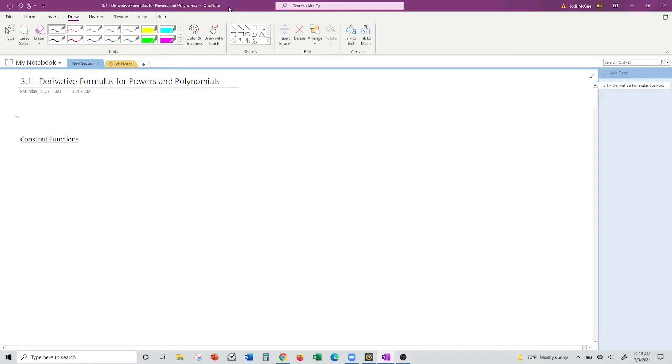Okay, welcome everyone to section 3.1. This is derivative formulas for powers and polynomials.